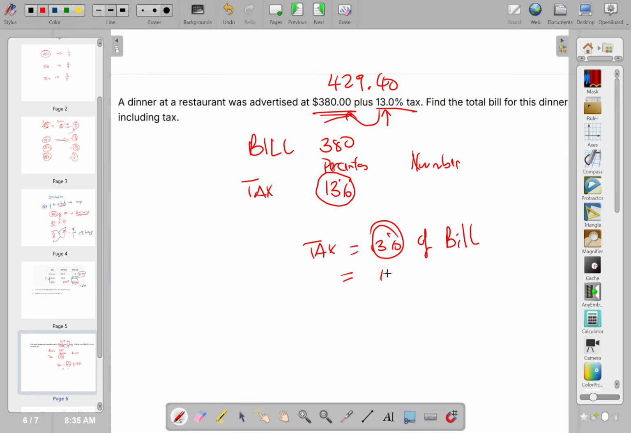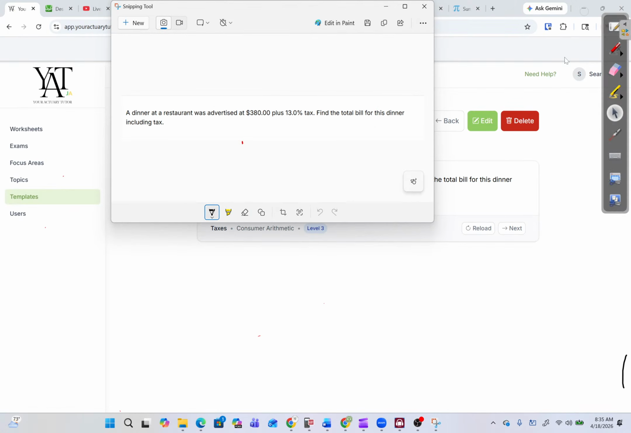Make it a fraction, 13 over 100. Of means what? Because I'm applying it, multiply. What's the bill? 380. Yeah? And then put it over 1. Okay? Ready, set, go. Then now I have to find out how much the tax is. So once again, many approaches here. You can go top times top and bottom times bottom. I have no problem with that because we know the little trick from before. So let's do 13 times 380.